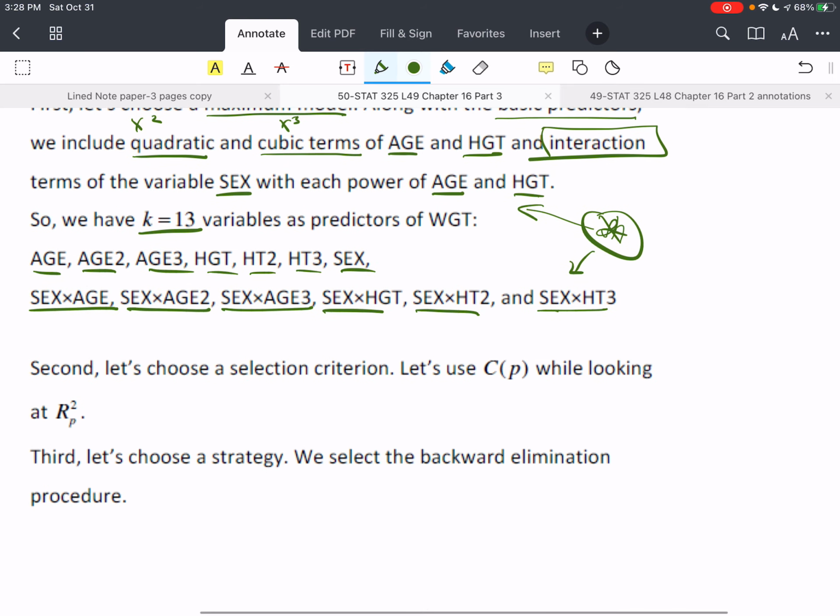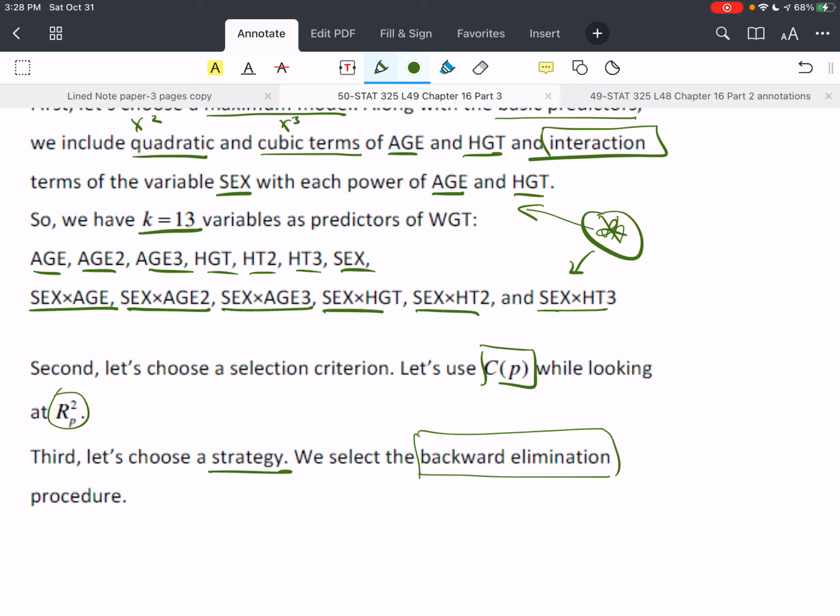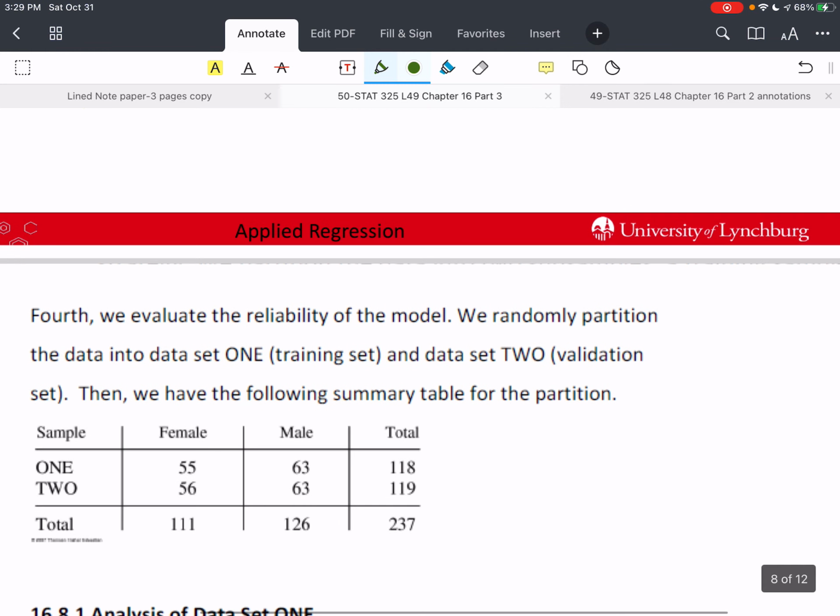Now, we're going to include a selection criteria. They've decided to use Mallows' Cp and also look at R squared, and we're going to see why in just a minute. We also need to select a strategy, and we're going to use the backward elimination procedure. It's important to remember that we're using backward elimination, so we're starting out with everything in the model, and then we're going to look at this.